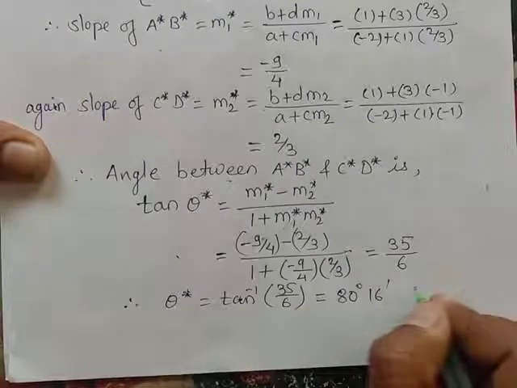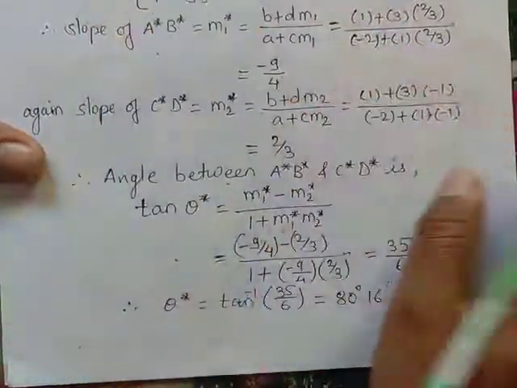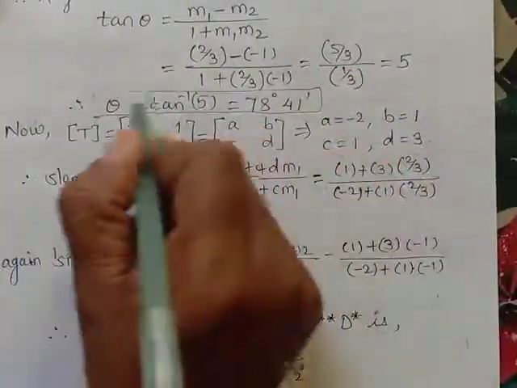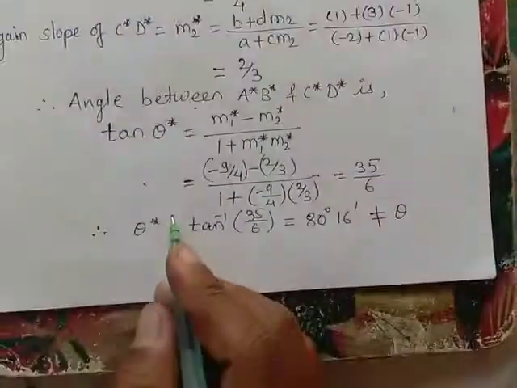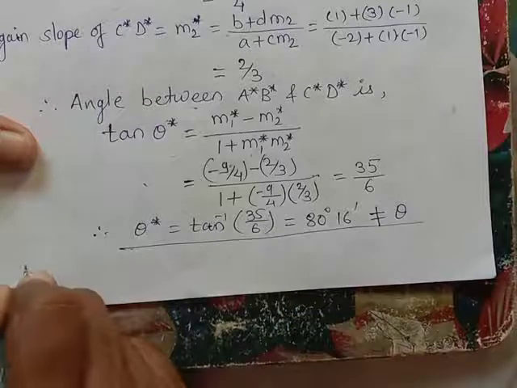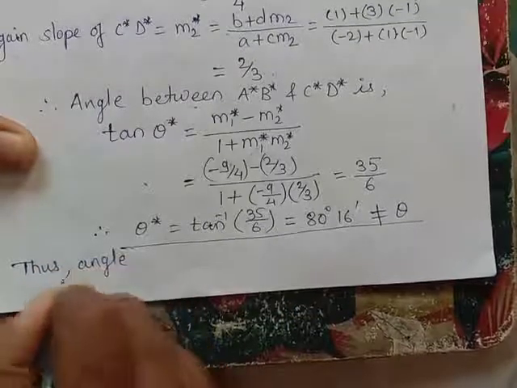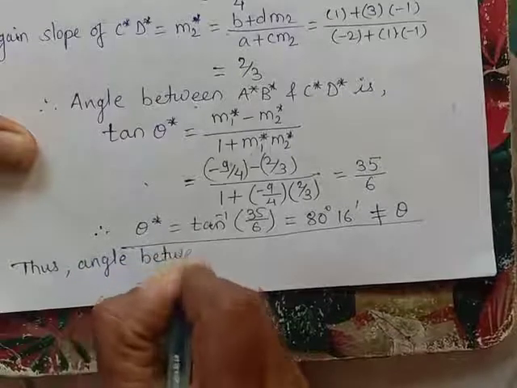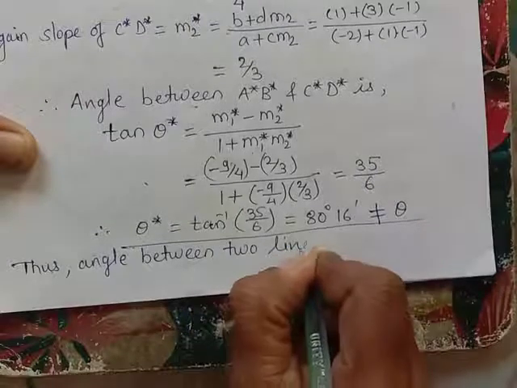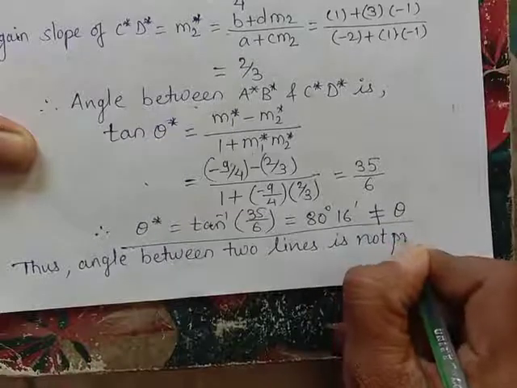It is not equal to whom? Theta. Look at here, theta. Theta is 78 degree 41 minutes. And here theta star is this. Therefore, thus angle between two lines is not preserved.